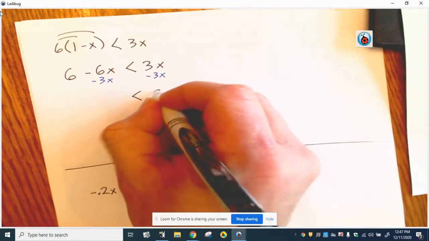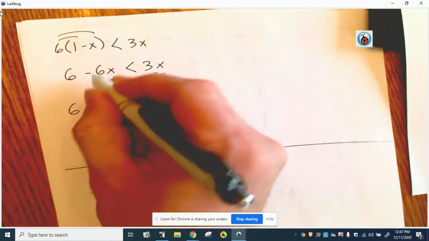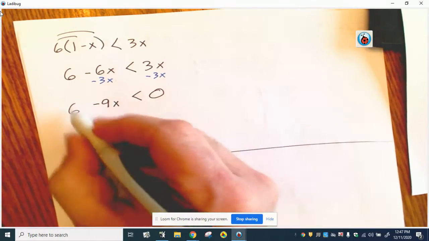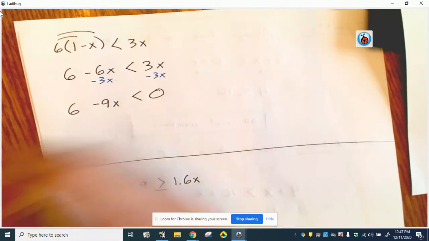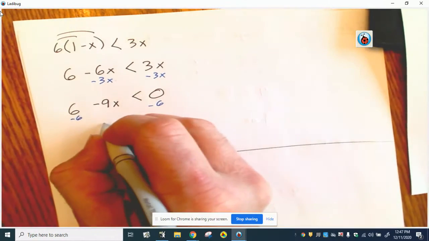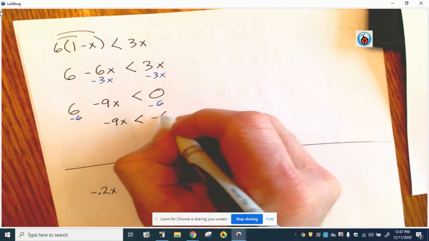We would not flip the sign here. That would be 0. We'd have 6. Negative 6 minus 3 would be negative 9. We would want to minus the 6. So we'd get negative 9x. We're not going to flip the sign here because we're subtracting.